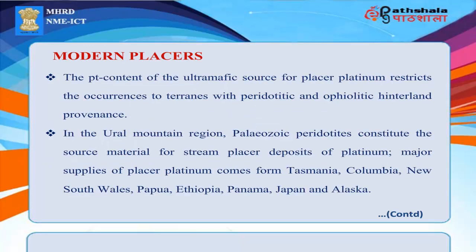The platinum content of the ultramafic source for placer platinum restricts the occurrences to terrains with peridotitic and ophiolitic hinterland provenance. In the Ural mountain region, Paleozoic peridotites constitute the source material for stream placer deposits of platinum. Major supplies of placer platinum come from Tasmania, Colombia, New South Wales, Papua, Ethiopia, Panama, Japan, and Alaska.